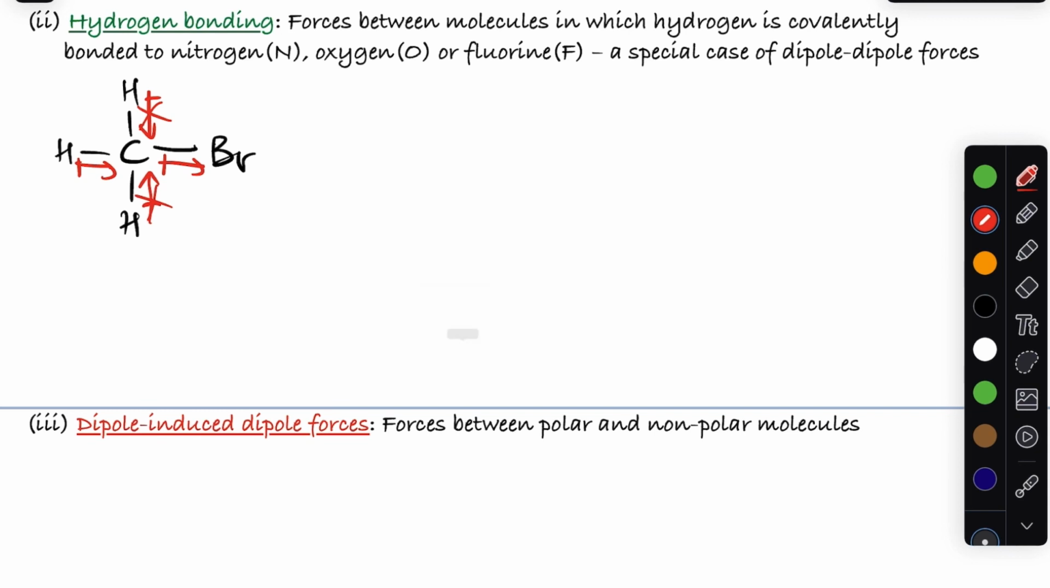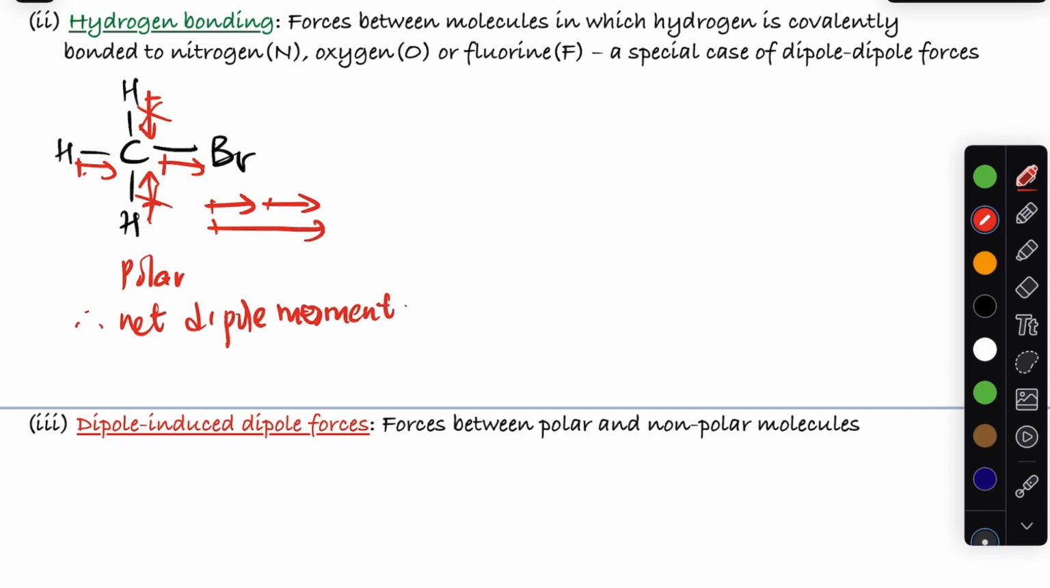So you'll have a greater vector, this plus this, it will be a greater vector. So you have a dipole moment. So we can conclude that this one is what? It's polar, because there is a net dipole moment. Net dipole moment is not equal to 0.